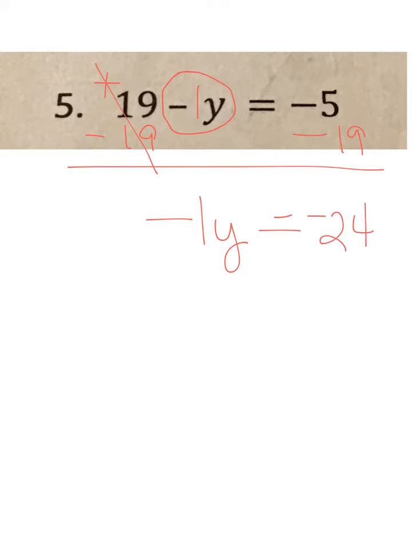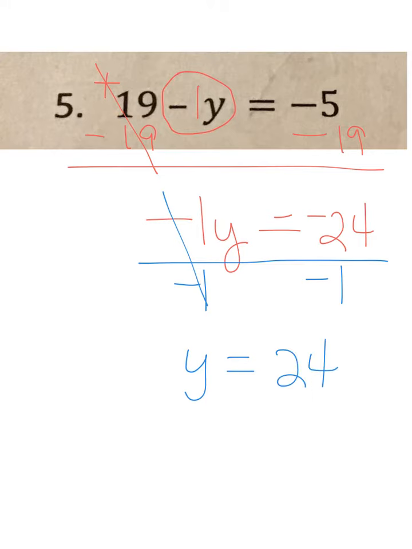Okay, next step, I'm going to get rid of that negative 1 in front of the y. It's multiply, so I'm going to divide both sides by the same thing. This cancels, and I get y equals negative 24 divided by negative 1. Two negatives make a positive. So y equals 24.